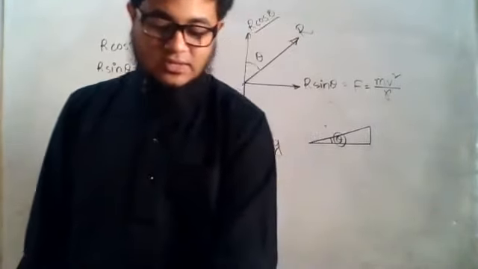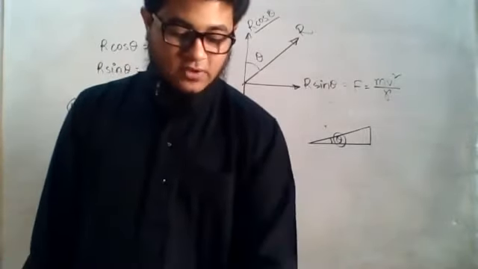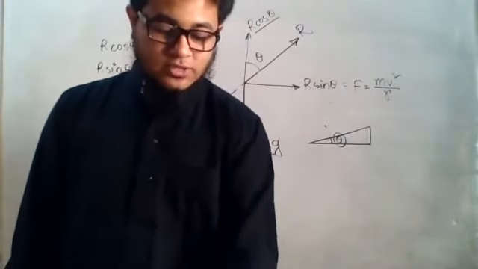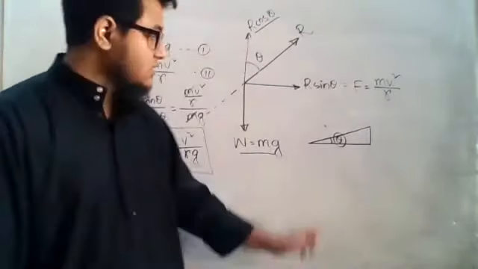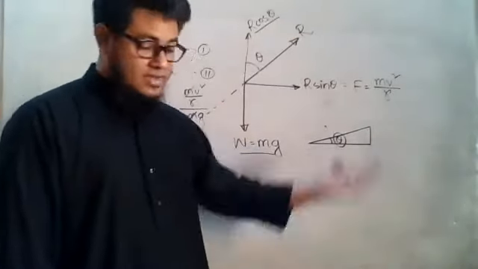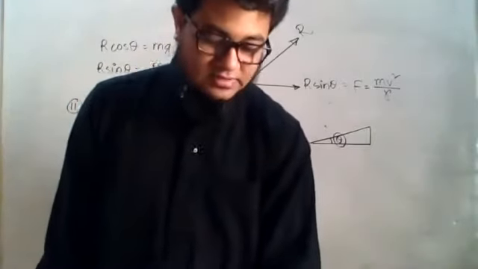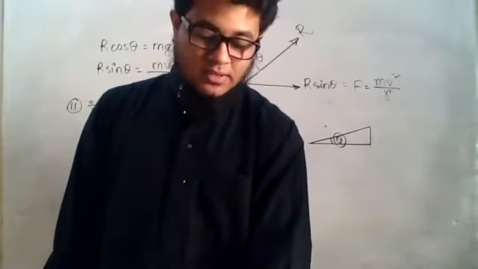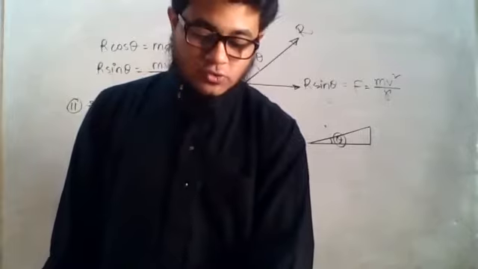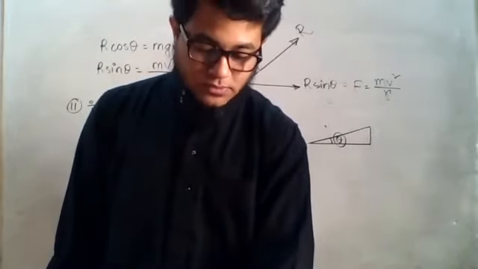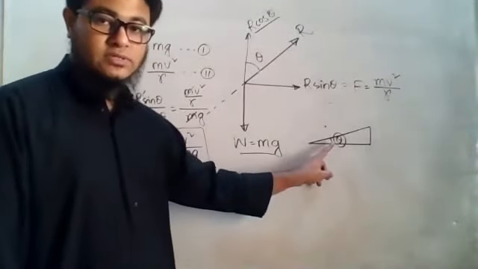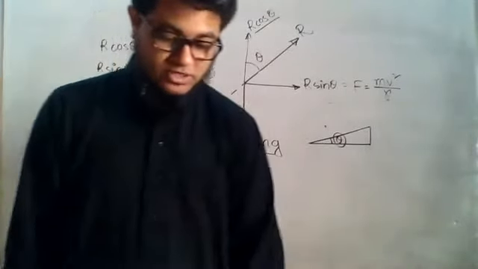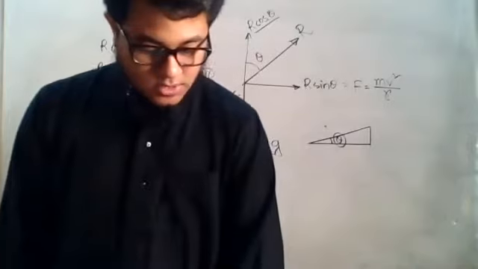And for this reason, at the point of turn, the plane of the road is made inclined with the horizontal so that the outer side of the road is a bit higher than the inner side. This is called banking. The angle produced by the two sides of the road with the horizontal is called the angle of banking, which I already showed here. This is the angle of banking. We express it as theta.